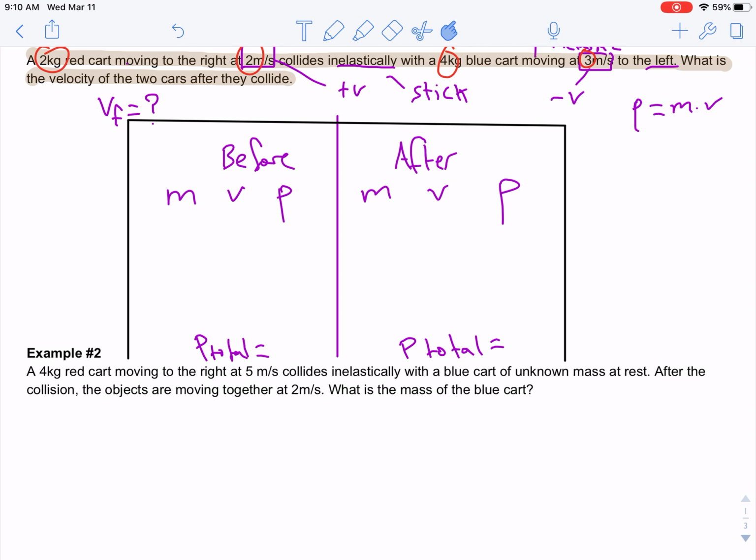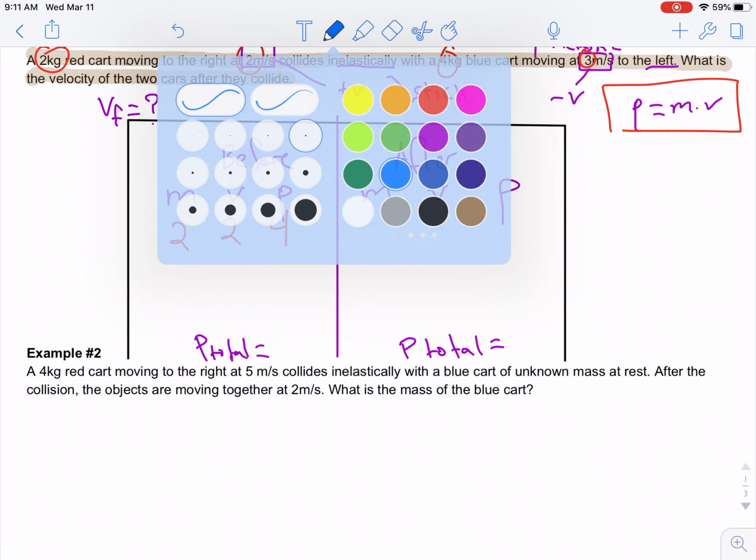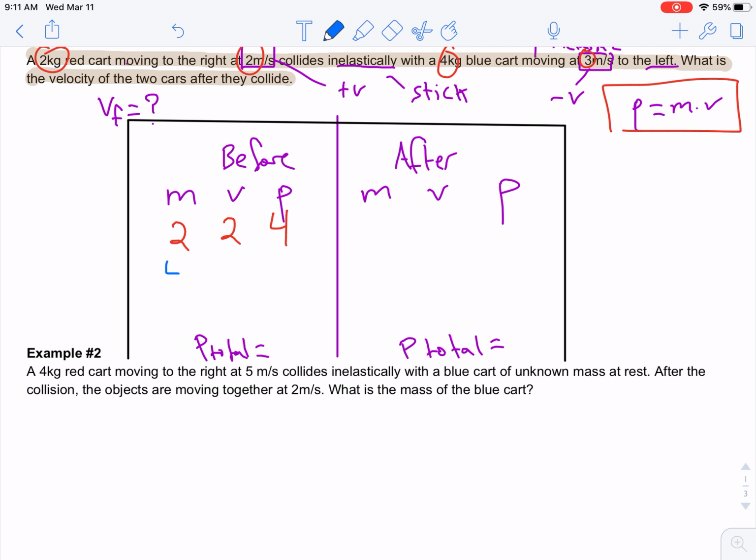Okay, so now our next step is to fill in everything that we know. We know that the mass of the red car is 2 kilograms. We know that its velocity is positive 2. And we know that the momentum is 4 because p equals mv, mass times velocity equals momentum. The blue car has a mass of 4 kilograms. We've already made sure that we're never going to forget that it's moving to the left, so we have a negative velocity, and we know that its momentum is 4 times negative 3, which is negative 12.